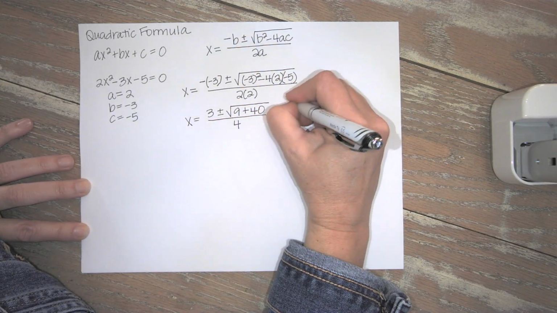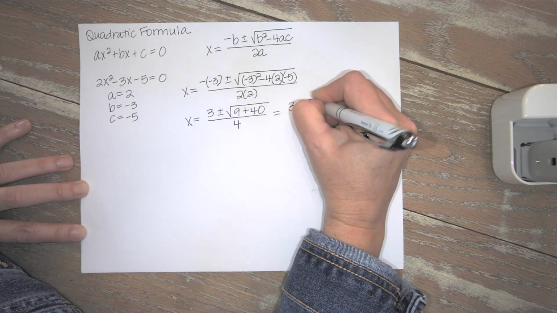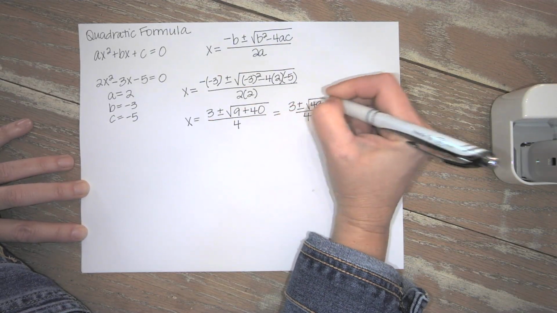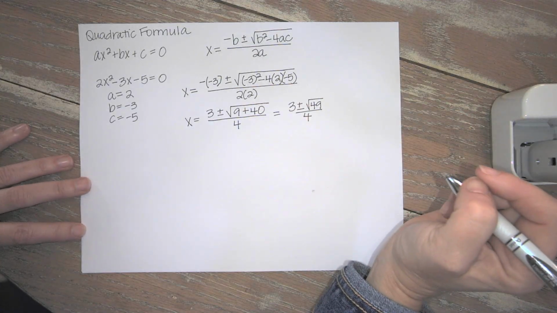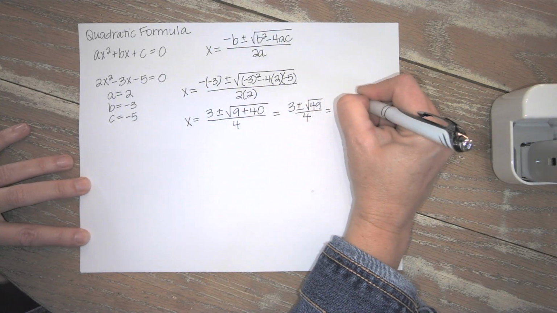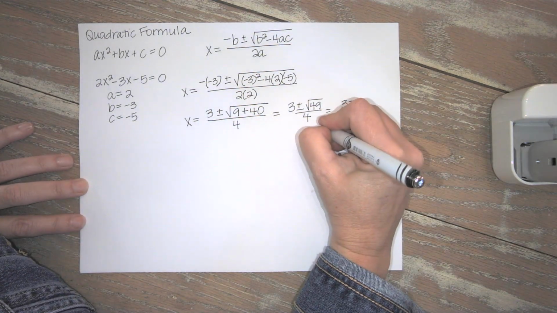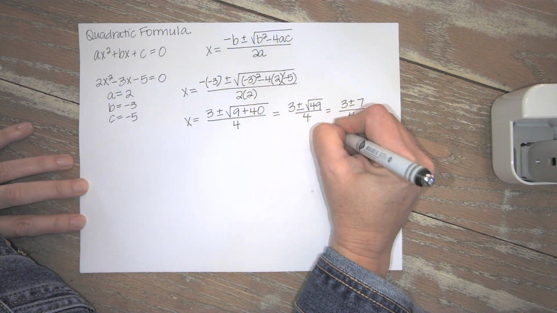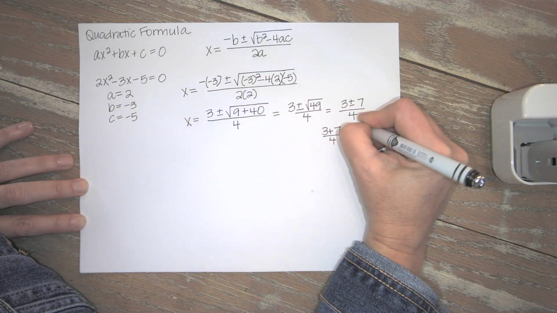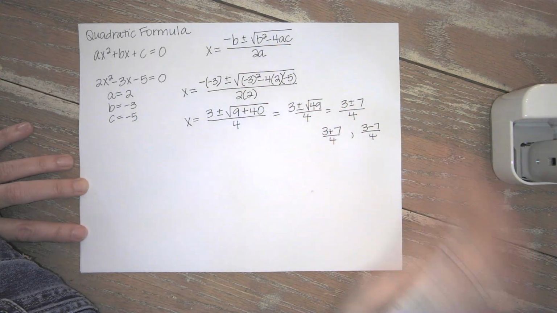Alright, so let's keep simplifying underneath that radical. 9 plus 40 is 49. Alright, so the square root of 49 is 7. So we end up with 3 plus or minus 7 over 4. So we can split that up and work each one out. We have 3 plus 7 over 4. And we have 3 minus 7 over 4. Those are going to be our two answers.